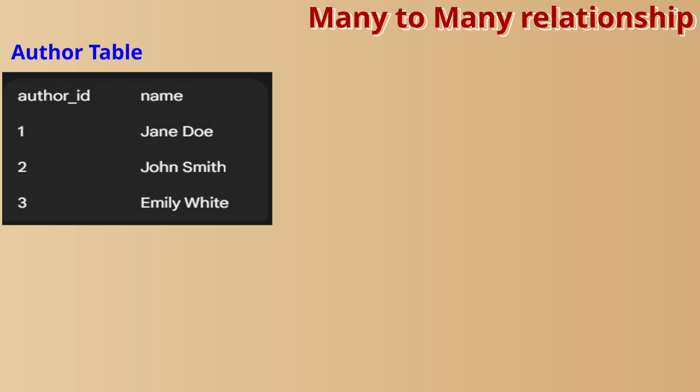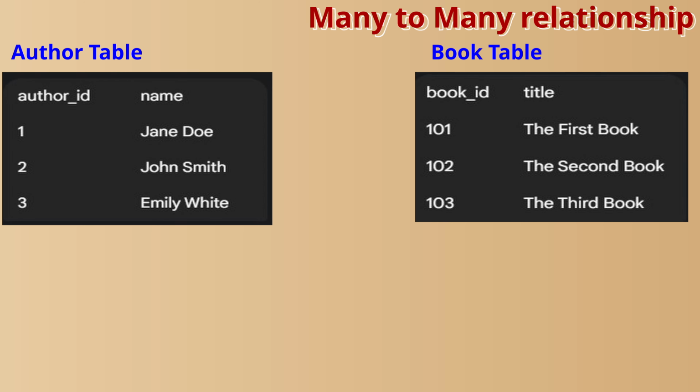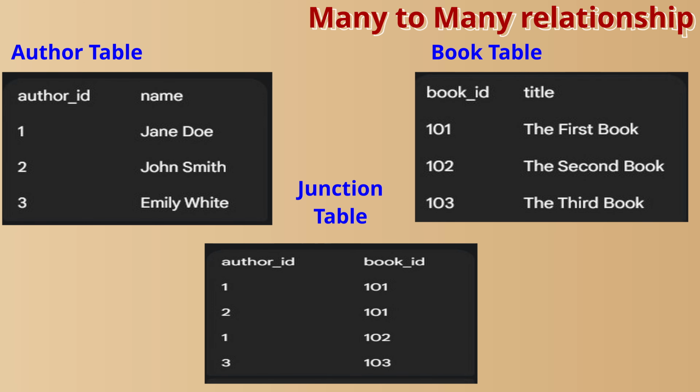3. Many-to-many relationship. The real-time example for many-to-many is author details and book details. Author table on the left, books table on the right. To link them, we need a junction table in the center, which Django will create automatically. Without this junction table, we cannot create a many-to-many relationship. Author 1 has written book 101 and book 102. Author 2 has written book 101, along with author 1. Author 3 has written book 103.